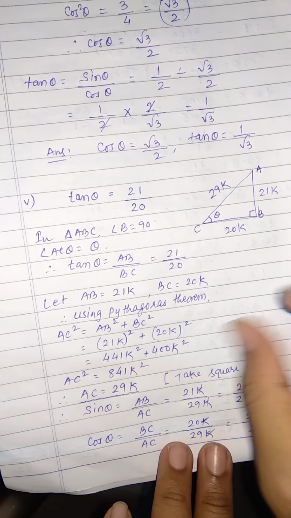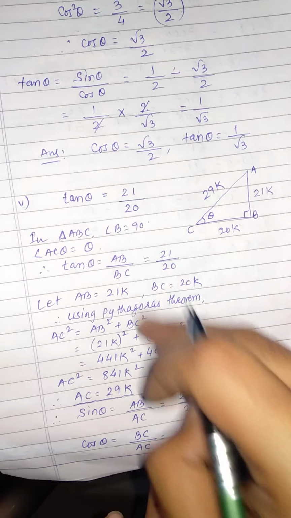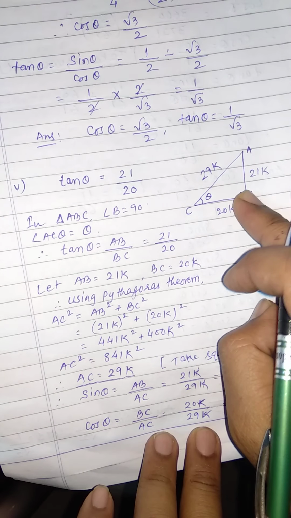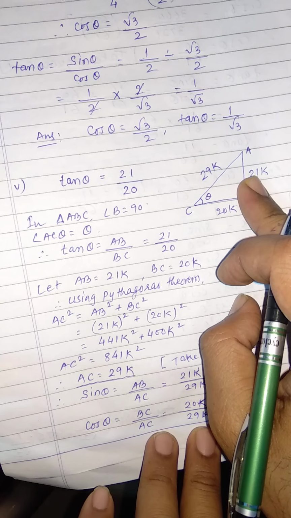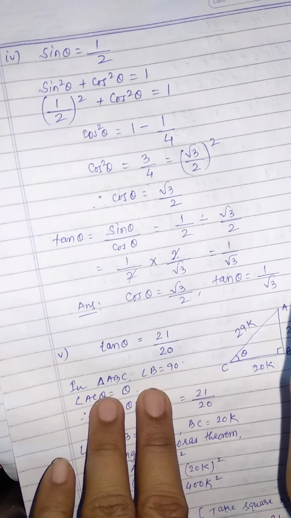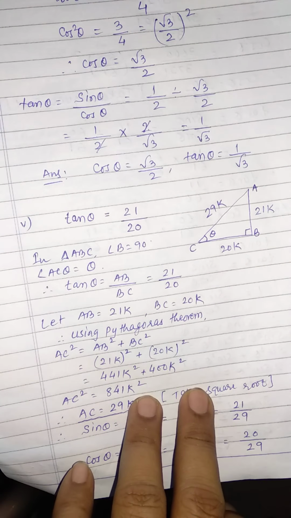So students, using this method, I have shown here that you can also find any trigonometric ratio using Pythagoras theorem. Okay, for other problems we have used the identities. Okay, so you can use any method out of these two.